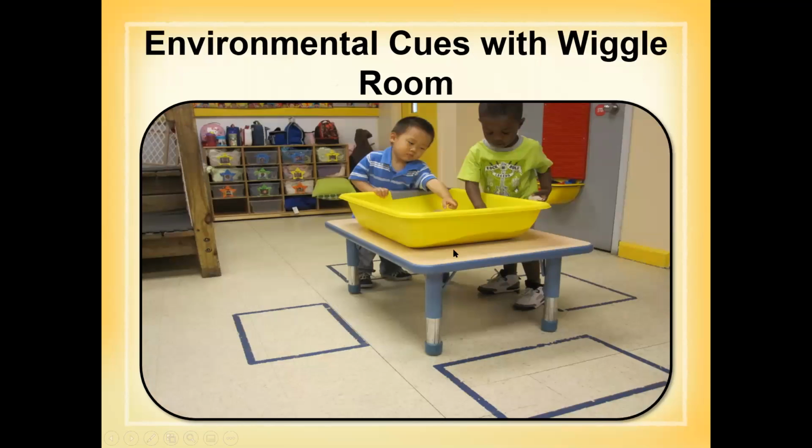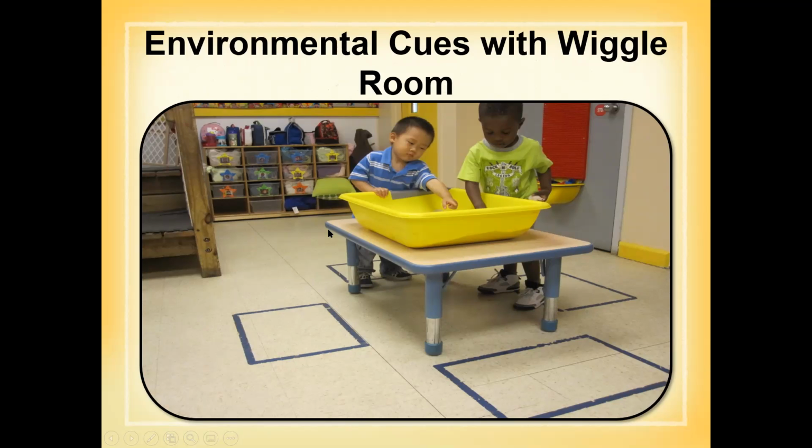There's environmental cues with wiggle room. So look at the squares that are, or the rectangles that are, I know my shapes, come on. So we've got rectangles on the floor and we've got kids kind of standing near them. They don't have to be perfectly in them. Can you imagine the teacher that goes by and says, okay, Sean, stand in the middle of the rectangle while you're playing in the sensory bin.